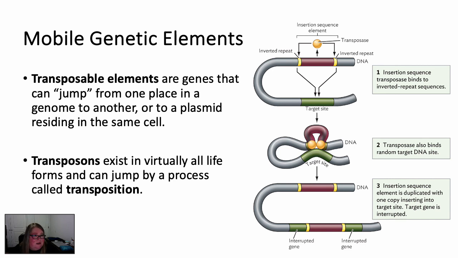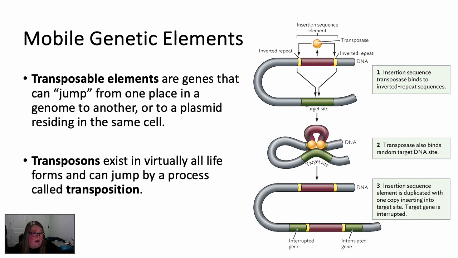Okay, we have transposons in all walks of life. In fact, we think that transposons that we have in humans came from things like viral DNA that no longer is effective in our genome. So the virus integrated its genome into ours and left the transposons. Okay, so the process of transposons, these genes jumping from place to place, is called transposition.